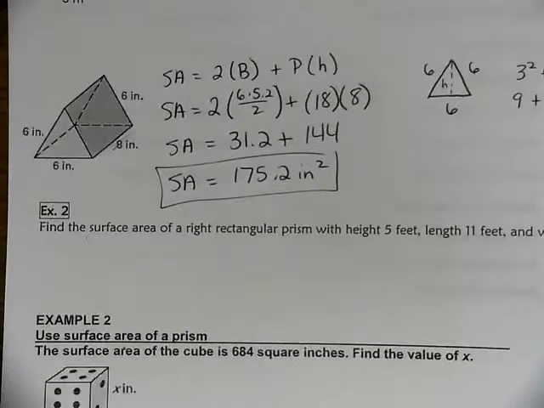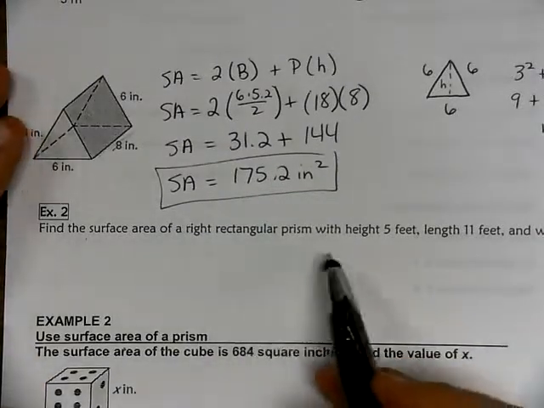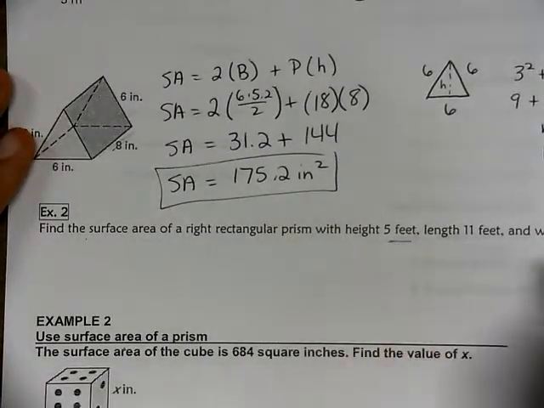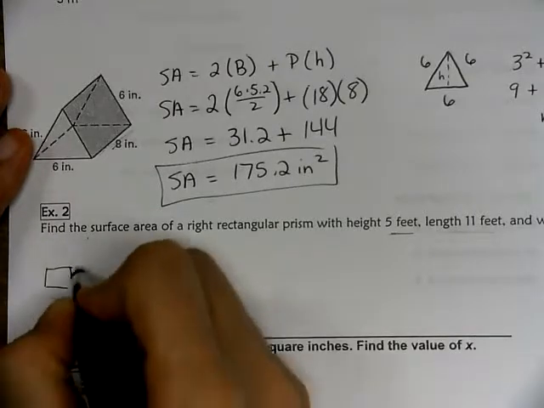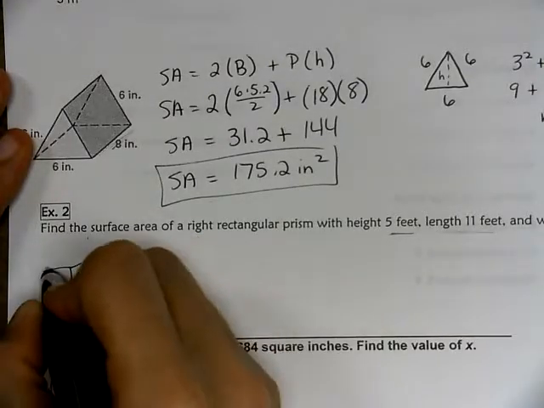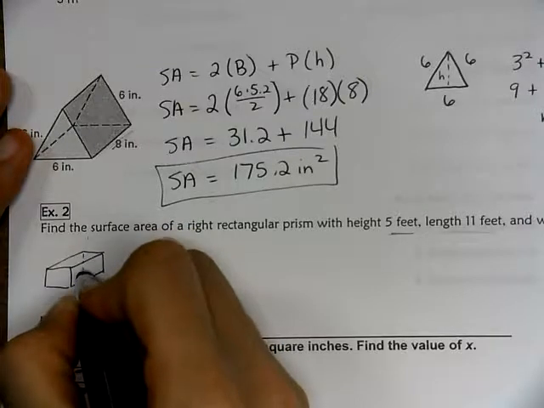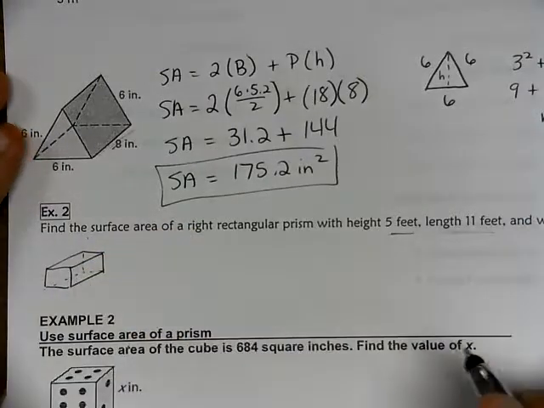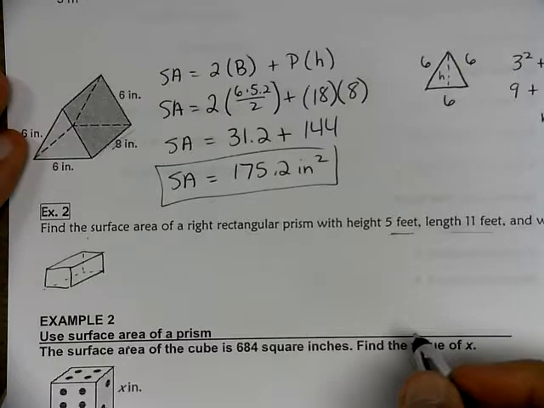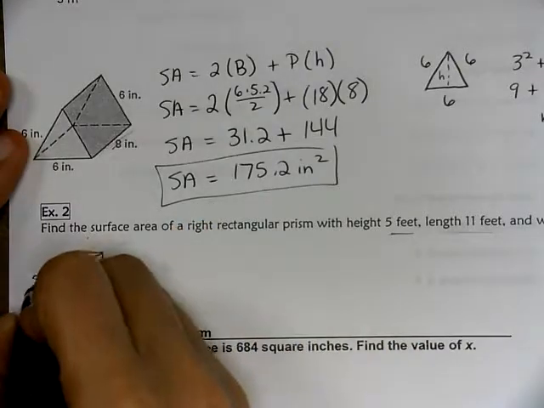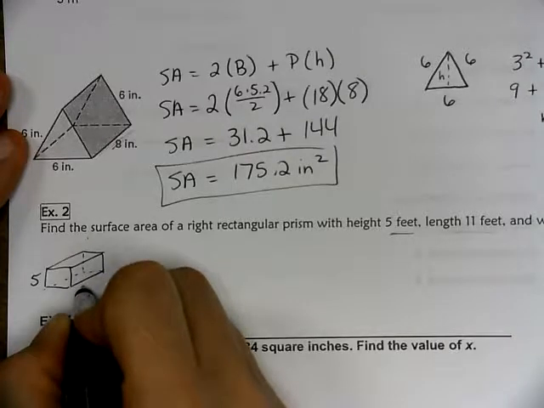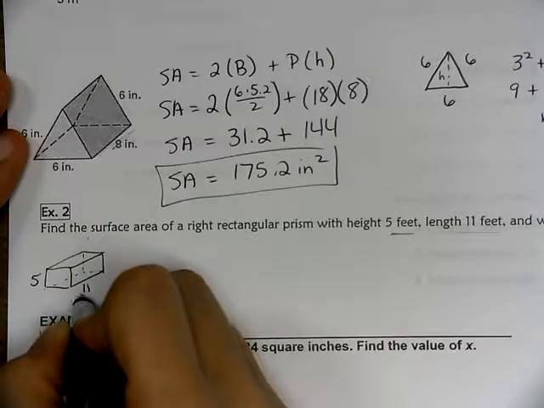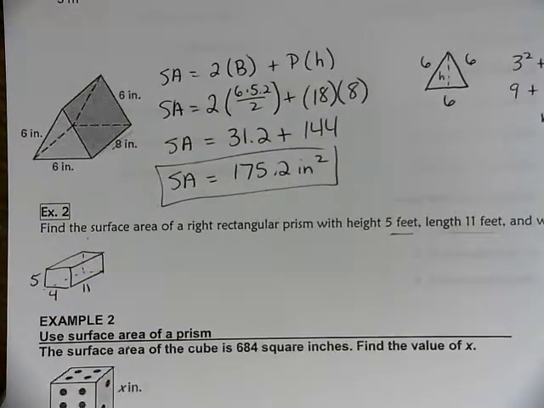So let's try example 2. Find the surface area of a right rectangular prism with a height of 5 feet, a length of 11 feet, and a width of 4 feet. So let's see if I can draw this out. I can draw a prism. Pyramids are a little more difficult. So the height is 5. The length is 11. And the width is 4.